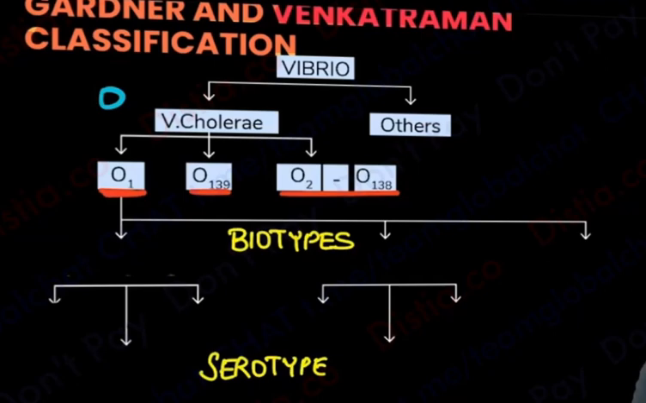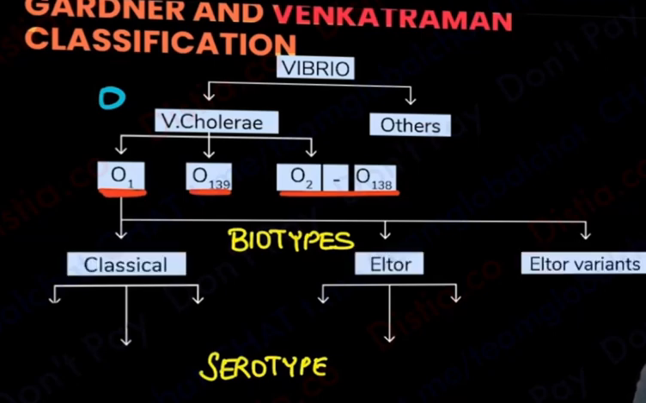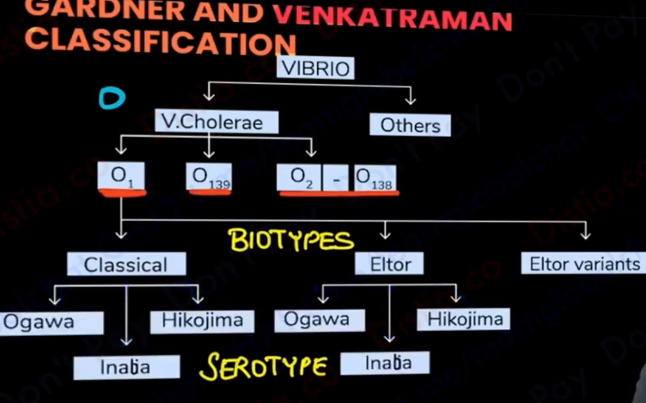What are the biotypes that you have? Classical, El Tor and El Tor variants. Again, my concern is going to be between classical and El Tor because each one of them is divided into 3 serotypes, and those are known as Ogawa, Inaba, Hikojima. Like a student rhyme, you will have to learn Ogawa, Inaba, Hikojima. So classical is divided into Ogawa, Inaba, Hikojima. El Tor is divided into Ogawa, Inaba and Hikojima. That is how it's going to happen.